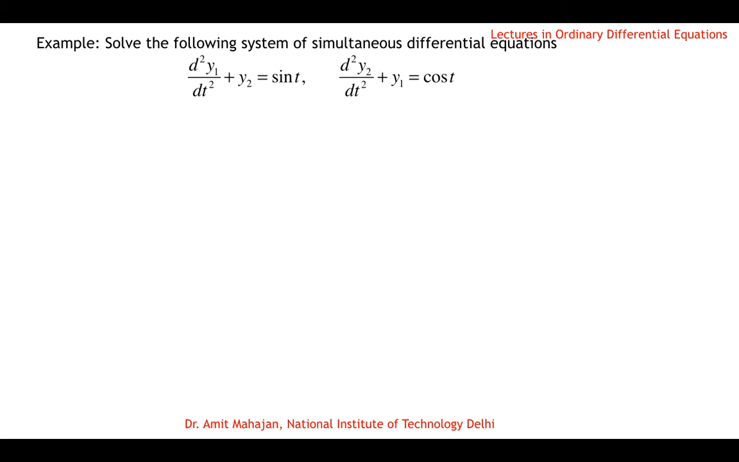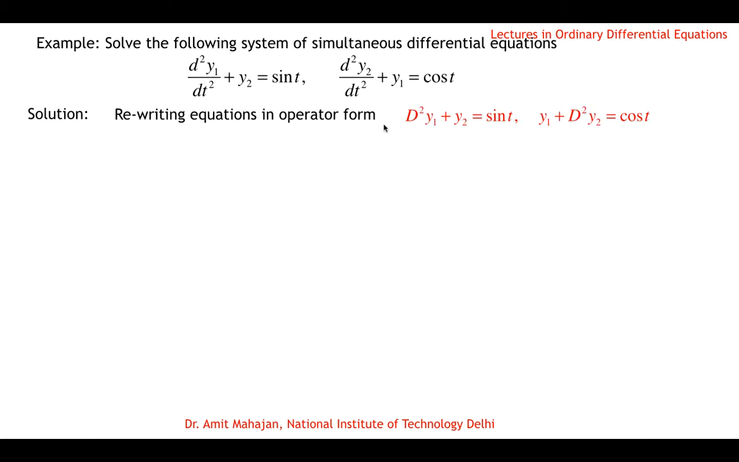Maybe one more example here: solve the following system of simultaneous differential equations. Again, the first equation is a second order differential equation, and the second equation is also second order. So it is d²y1/dt² + y2 = sin t, and d²y2/dt² + y1 = cos t. We again write them in operator form. D = d/dt, so d²/dt² becomes D² on y1. So D²y1 + y2 = sin t, and y1 + D²y2 = cos t. Again we eliminate one of the variables.